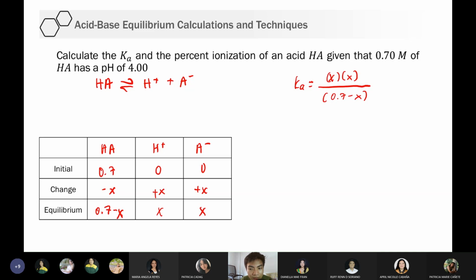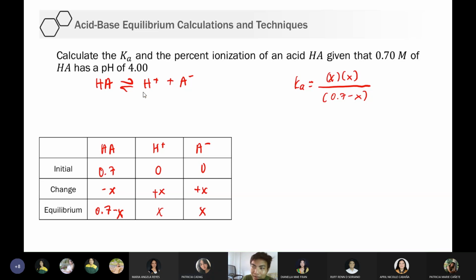Meron kasi diyang info that will help us solve this problem. Ano kaya yung info na gusto ko marinig sa inyo? Yes, let's have Patricia. Pwede natin mahanap yung concentration ng H+ with pH, di ba? Ayun. So, correct si Patricia.